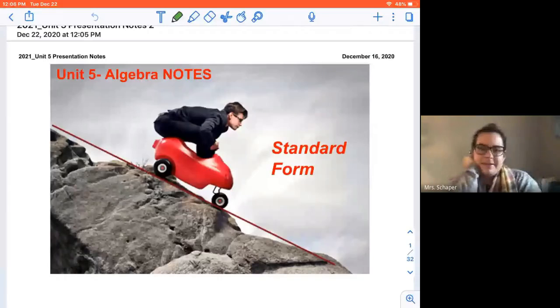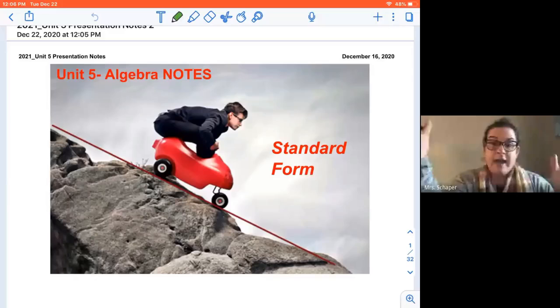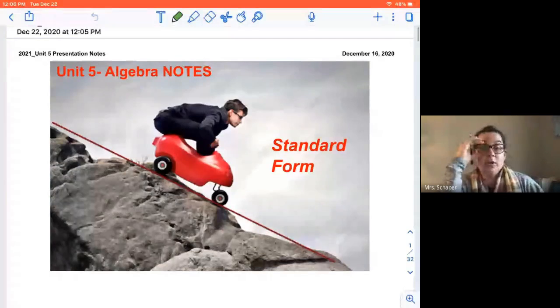Hey mathematicians, this is Mrs. Shepard coming to you with the start of Unit 5. We're going to be talking about standard form. We're going to get into graphing linear equations on a coordinate plane.